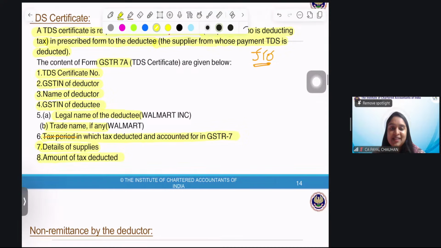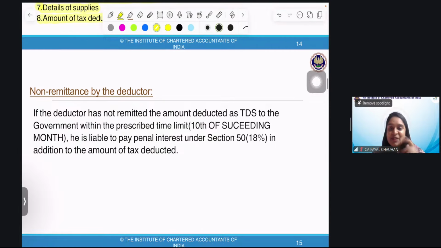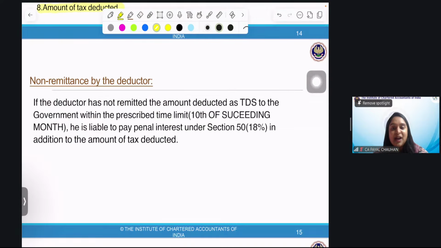Somebody asked me, first of all, tell me who asked me. Somebody asked me, ma'am, if I don't deposit TDS, then CGST. Yes, if I don't deposit TDS, then what will happen? See, I told you, there are penalties applicable. The point is, I'm a DDO. I deducted the TDS, but I did not deposit it with the government. Then what are the liabilities?